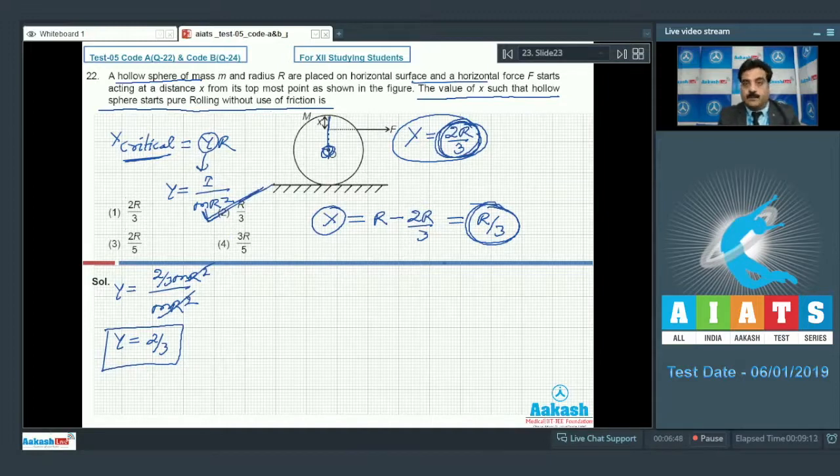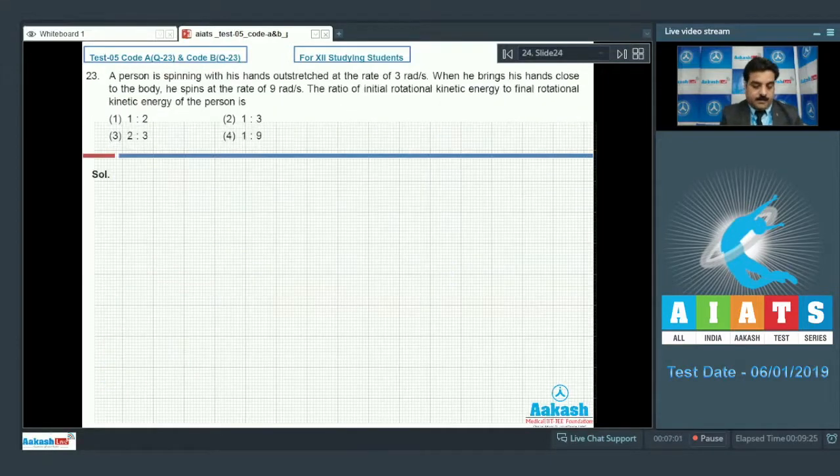So let's move on to question number 23. In question number 23, a person is spinning with his hands outstretched at the rate of 3 radian per second. So this is omega 1, 3 radian per second. When he brings his hands close to the body, he spins at the rate of 9 radian per second. So now omega 2 is 9 radian per second.